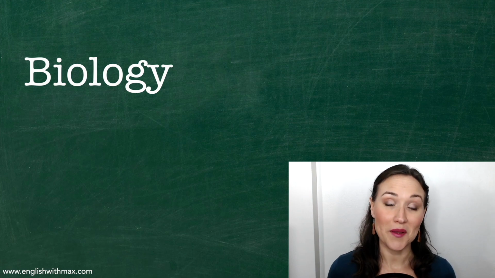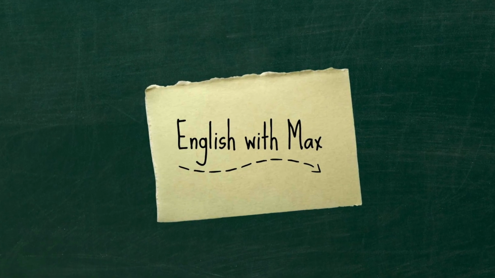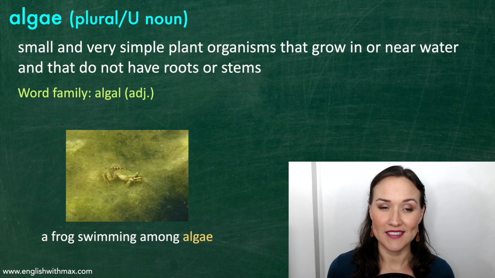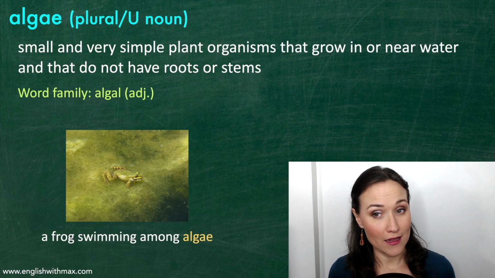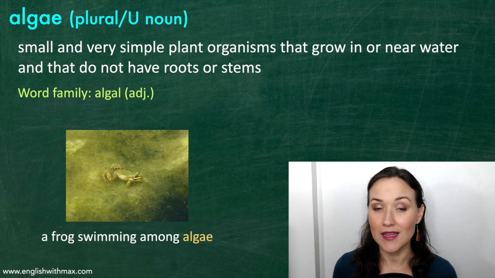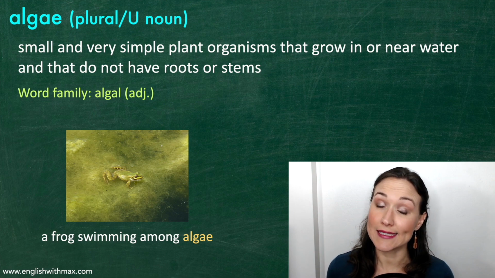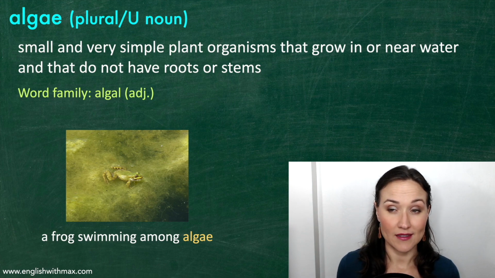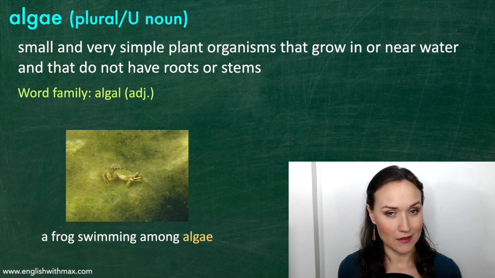This topic is biology. The first word is algae. You can pronounce it algae or algae. This is a plural and uncountable noun. That means that you can say the algae are or the algae is.